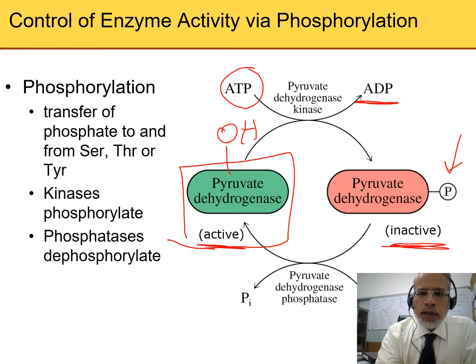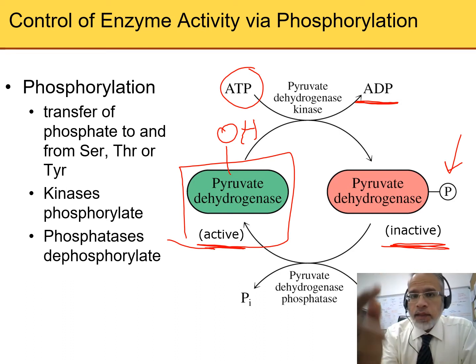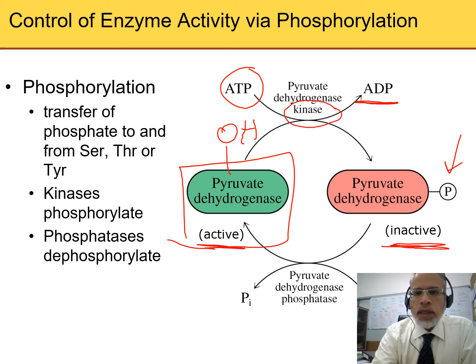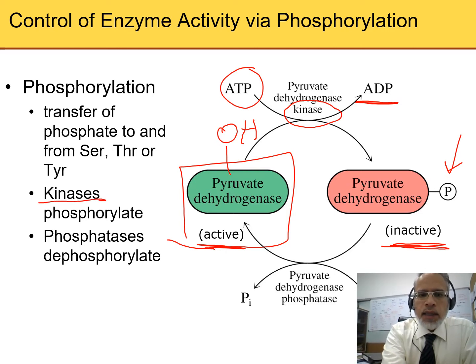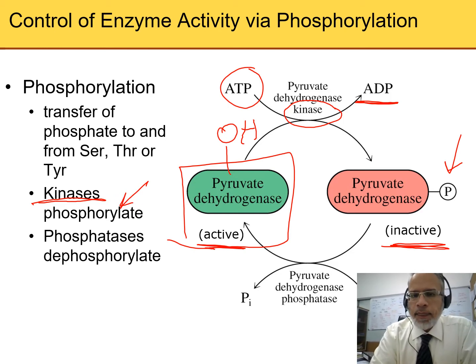Okay. Now this process of transfer of phosphate from ATP to OH is catalyzed by enzymes, and the enzymes are called kinases. So kinases add the phosphate group, they phosphorylate proteins. Now we said these are reversible covalent modifications. So the modification which is adding a phosphate is reversible, and it can be reversed.